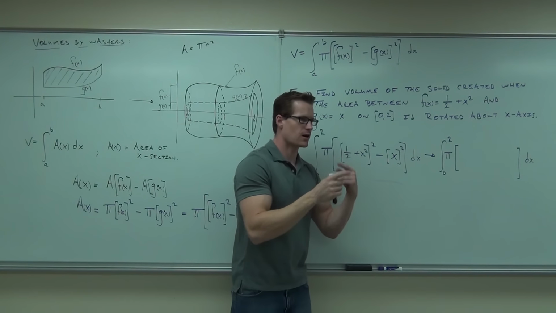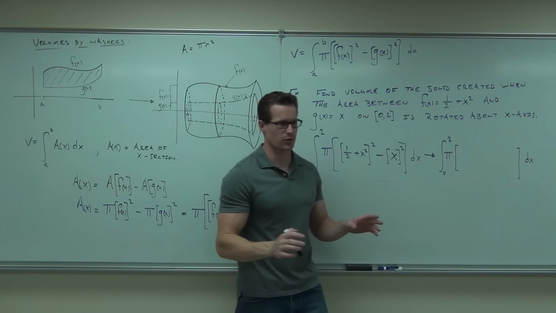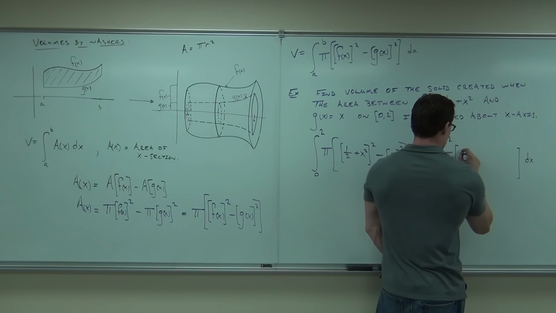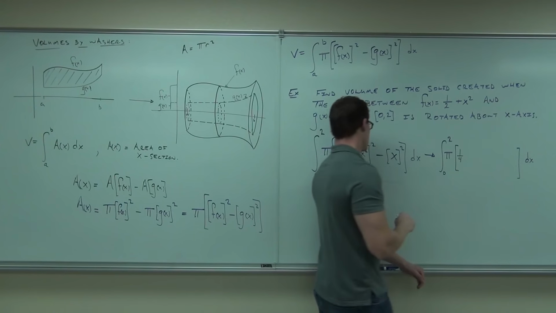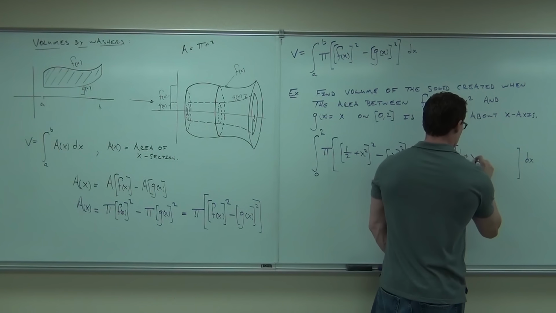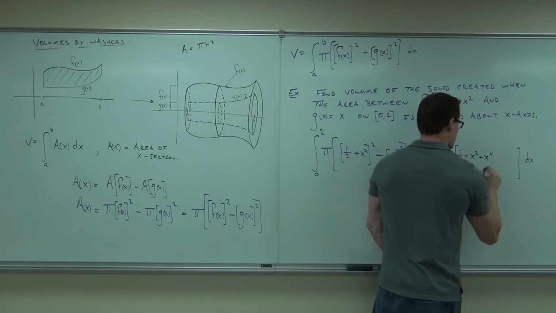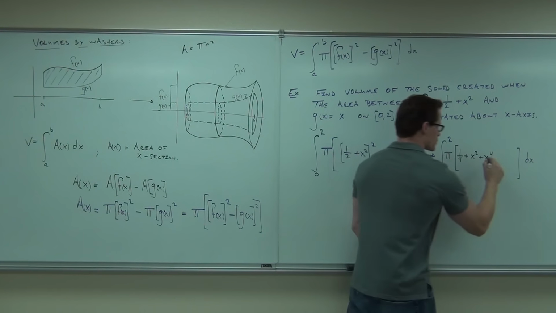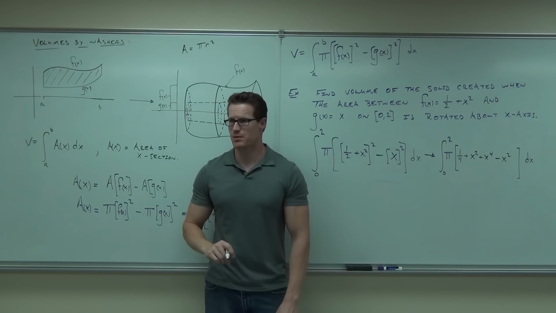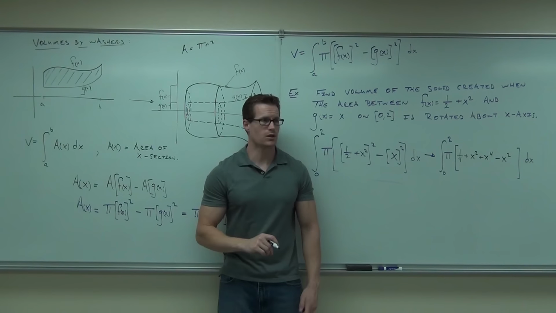So foiling all that out, if you do it in your head, great. If you want to write it off to the side, great. Just get the right answer. Make sure you FOIL it correctly. This is going to be 1/4 plus x squared plus x to the 4th, and then you have this minus x squared. I would like to know if you got the same thing on your paper that I got on my paper. Did you get the same thing? Yes? No? Good.